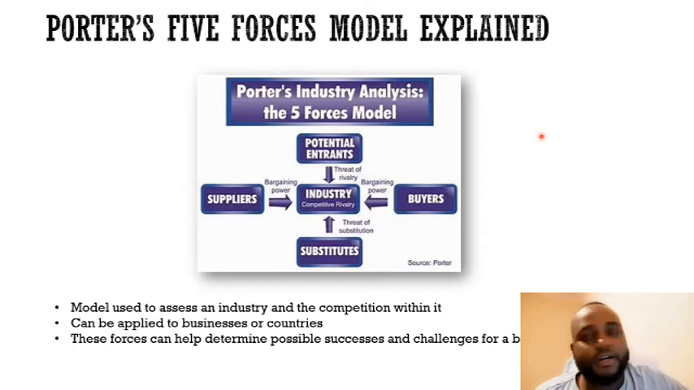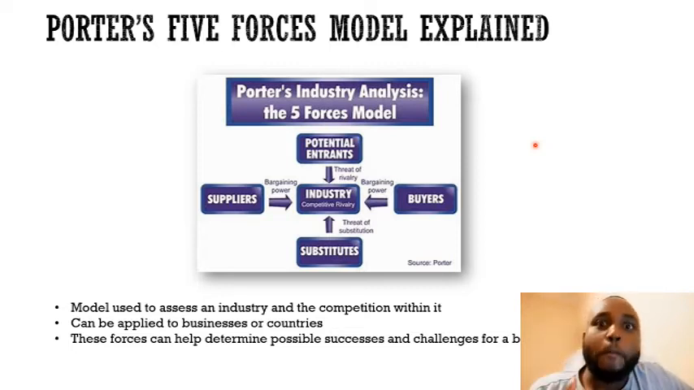Like us to take a look at. So Porter's five forces model pretty much is a way that you assess an industry. So it's a way that you assess the competitiveness of a particular business within an industry, or of a particular country within a region, or within the entire global scale of countries.